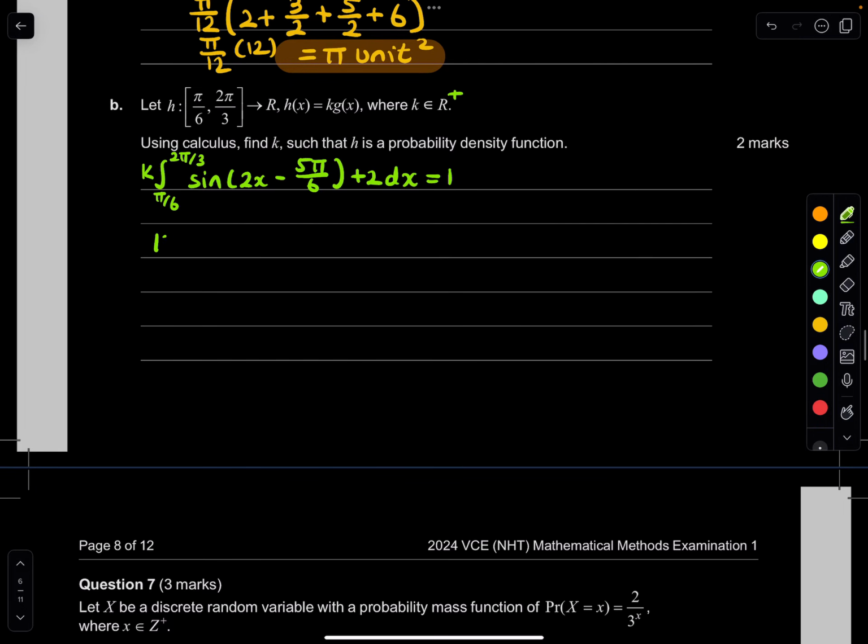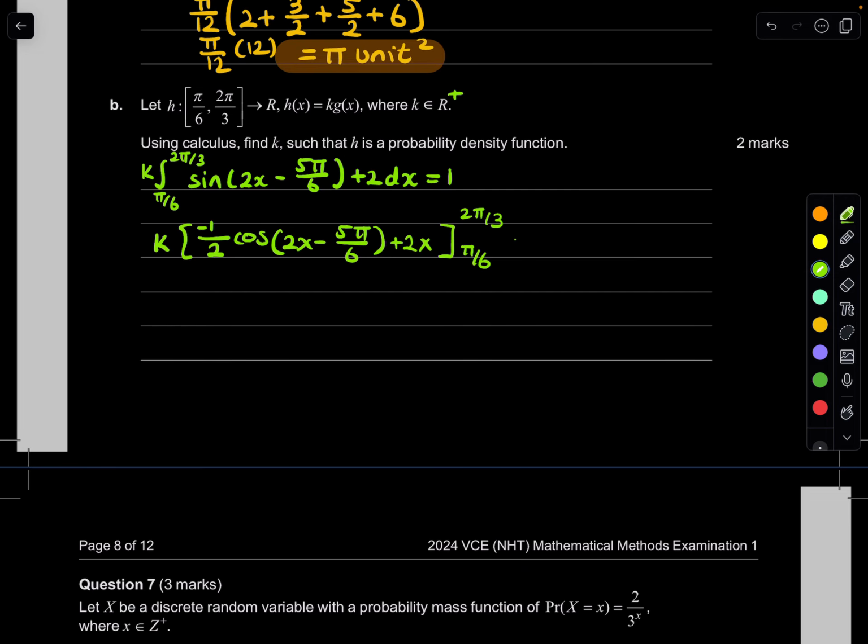So let's do it. So k is what? Let's integrate it. So it's a sine, so it's going to say 1 over, derive the inside, which is just basically 2. And then the integral of sine is negative cosine. So negative cosine, rewrite the whole thing: 2x minus 5 pi on 6, then 2 is going to be plus 2x. Close it, pi on 6 to 2 pi on 3, must be equal to 1. Have I made any algebra mistakes here? Looks good.